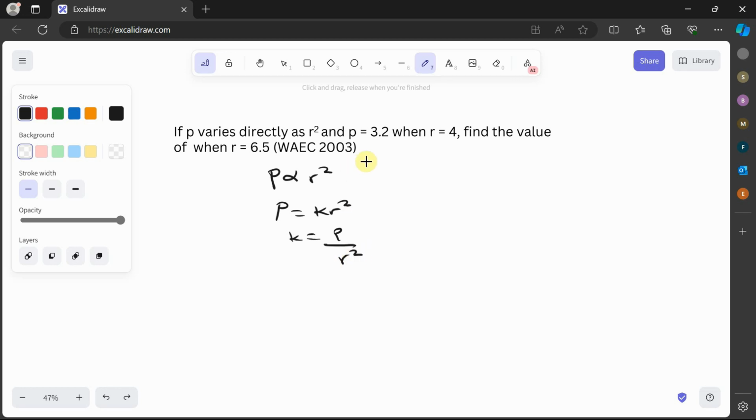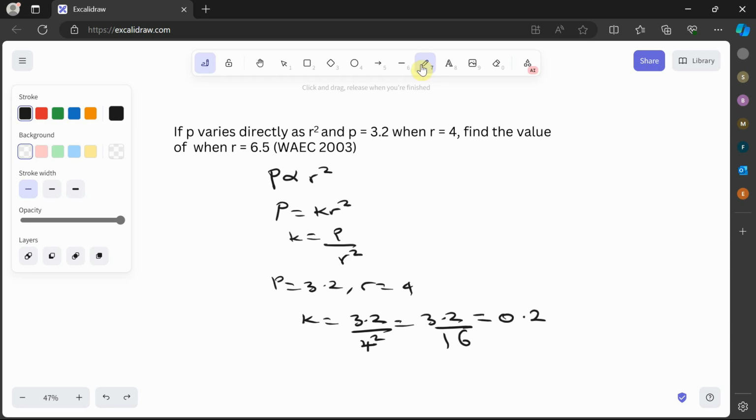But they also told us that p is equal to 3.2 when r is equal to 4. Let's find k at that point. So k will be equal to 3.2 divided by 4 squared, and that will be 3.2 divided by 16. So this is 0.2. So our k is 0.2.